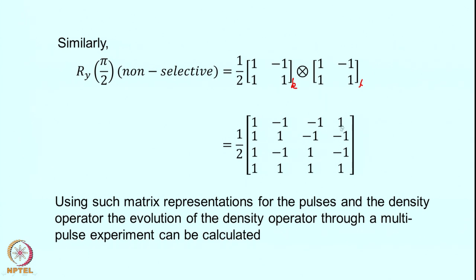So I get here minus 1, 1, minus 1, minus 1, and this will be 1, minus 1, 1, 1, and this will be 1, minus 1, 1, 1, because all these are 1s here, right. So therefore, these will be the same except this term will be different. So this Ry pi by 2 now consists of all real numbers, whereas Rx contains all imaginary i's also.